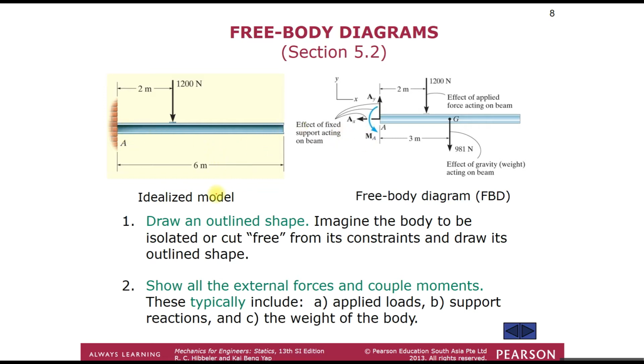So when we draw, the first step is we draw an outline shape of the beam, and eventually the beam is isolated or cut free from this constraint, meaning that we don't have the constraint. This wall, which is this one, we remove it, and the beam is free.